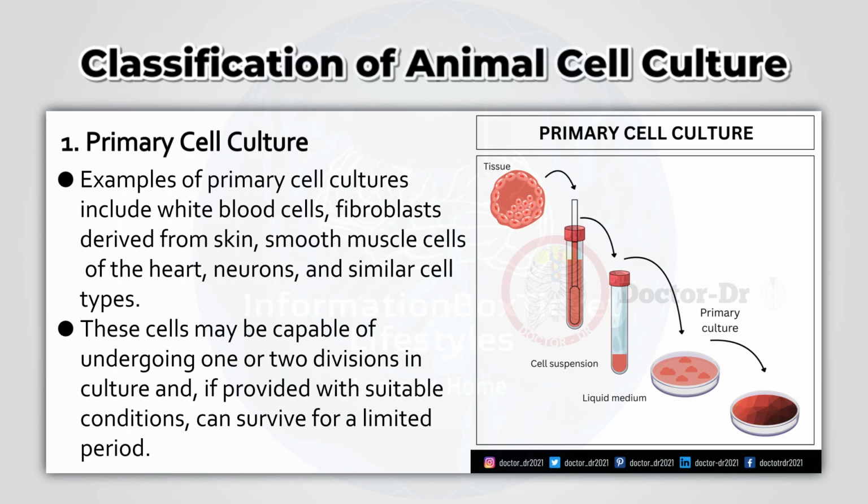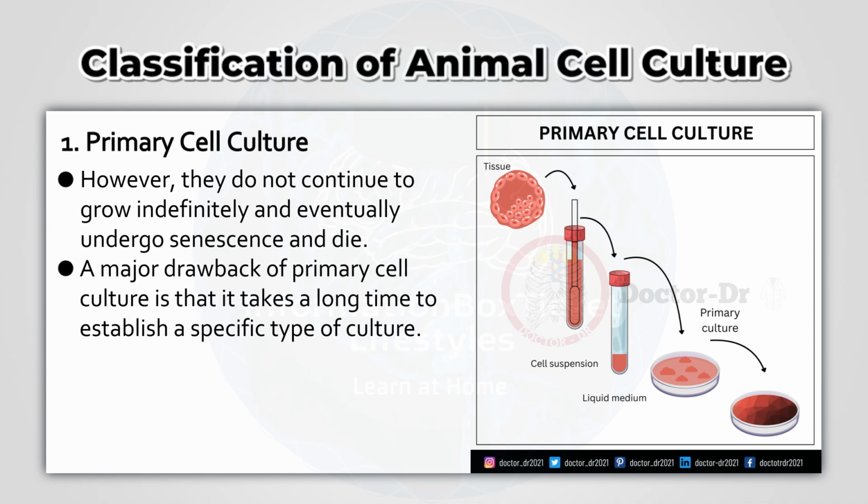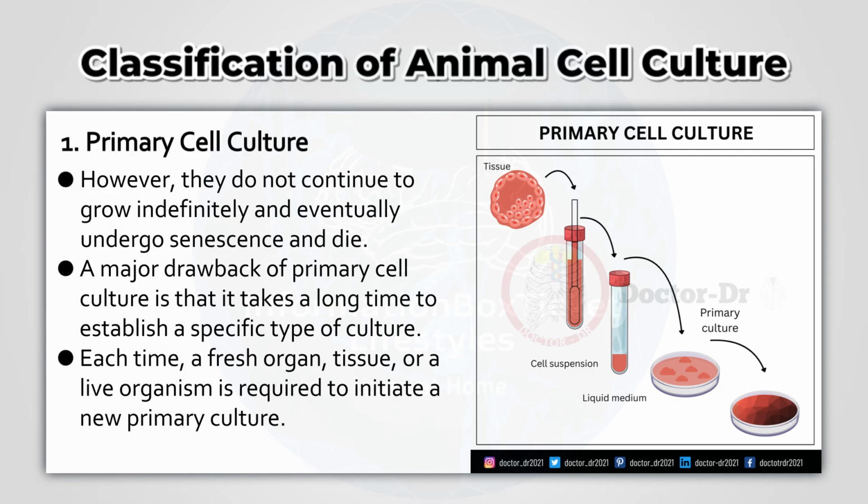These cells may be capable of undergoing 1 or 2 divisions in culture, and if provided with suitable conditions, can survive for a limited period. However, they do not continue to grow indefinitely and eventually undergo senescence and die. A major drawback of primary cell culture is that it takes a long time to establish a specific type of culture. Each time, a fresh organ, tissue, or a live organism is required to initiate a new primary culture.